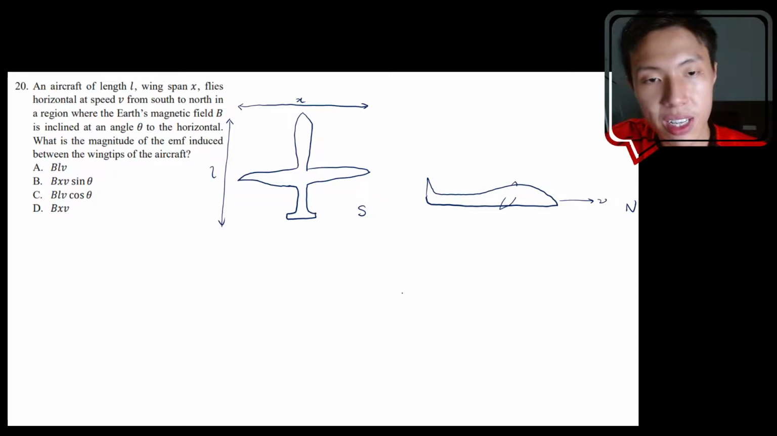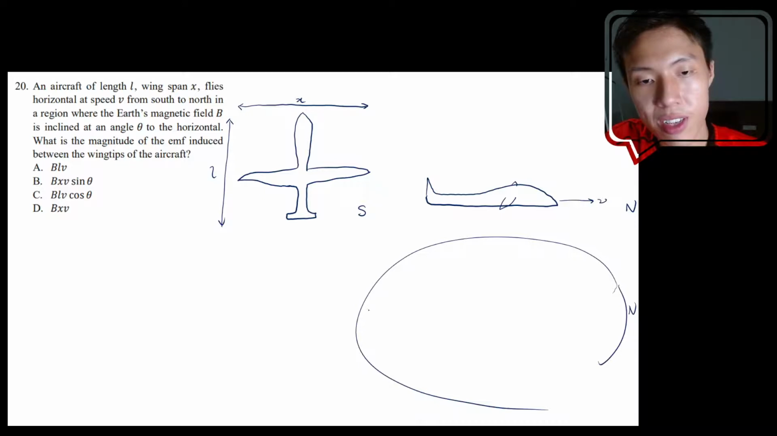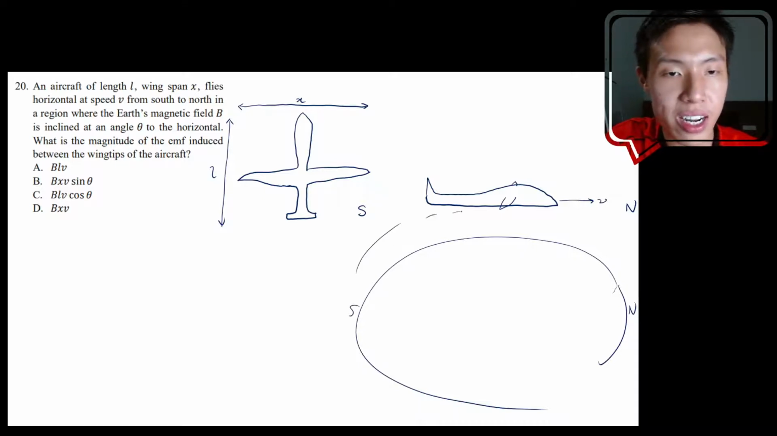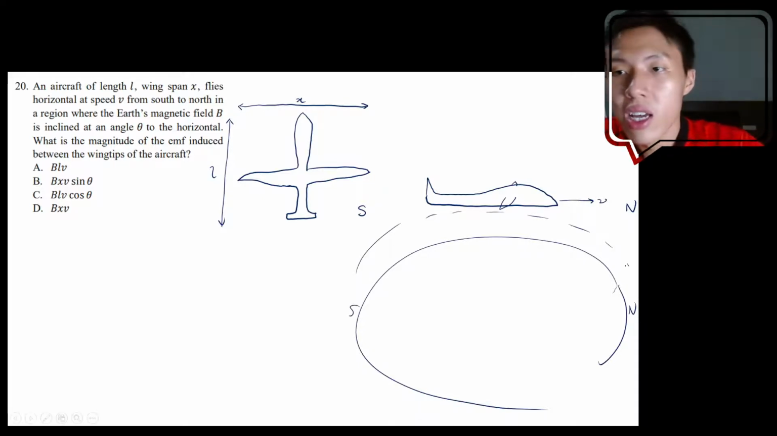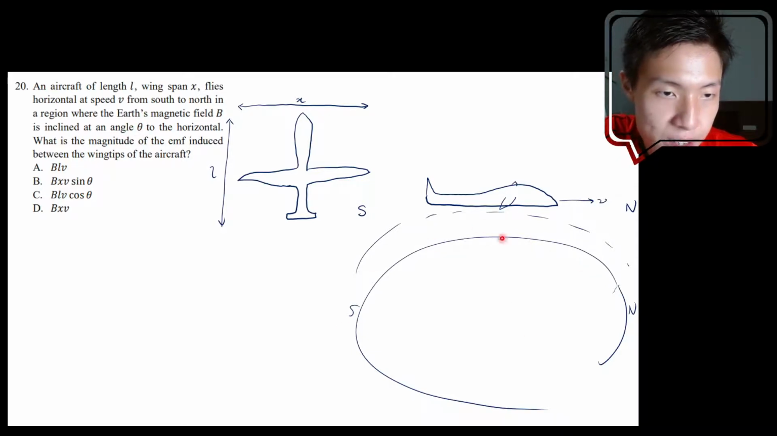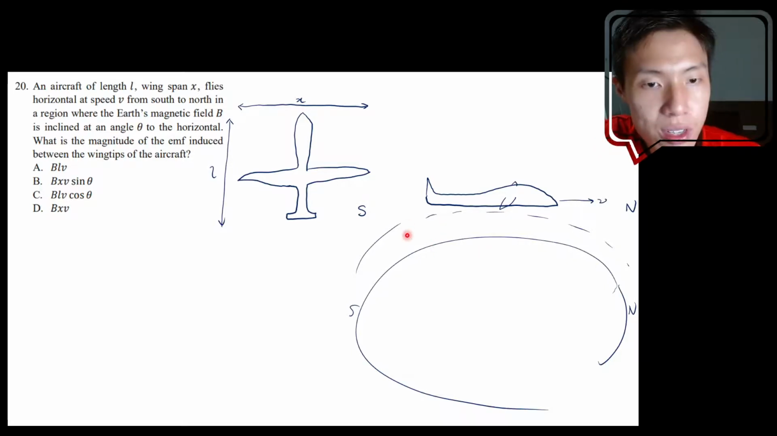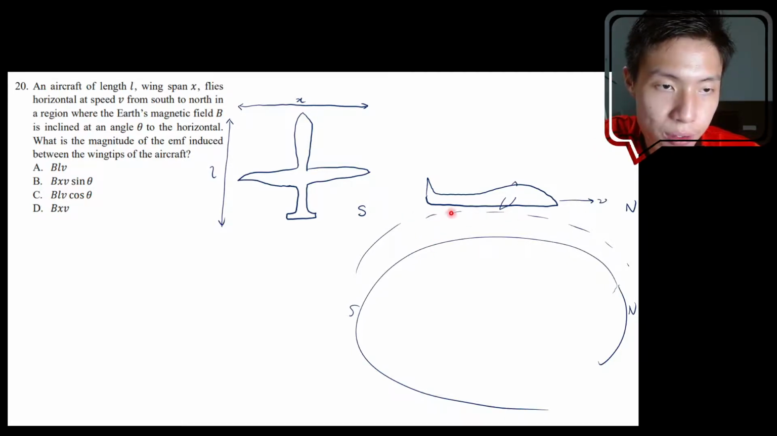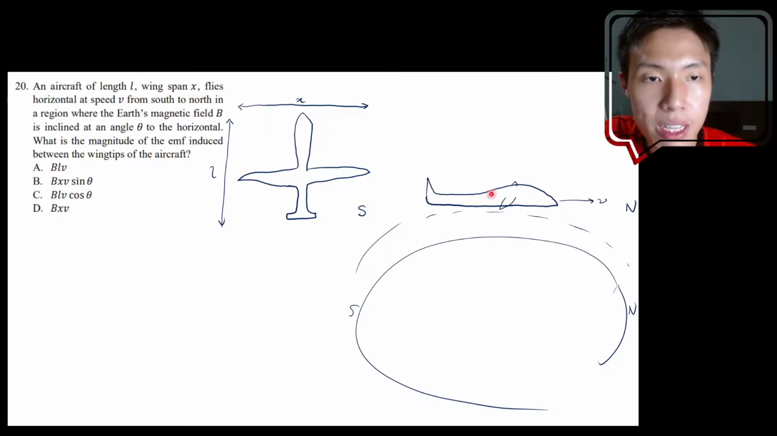Then they are moving from south to north. If this is the Earth, then this is the north pole of the Earth, this is the south pole of the Earth. So it's moving in this direction. Now they are in a region where the Earth's magnetic field B is inclined at an angle theta to the horizontal. This is the Earth, so this is the surface of the Earth, and this is the horizontal of the plane. Now they say the magnetic field is at an angle theta to the horizontal.